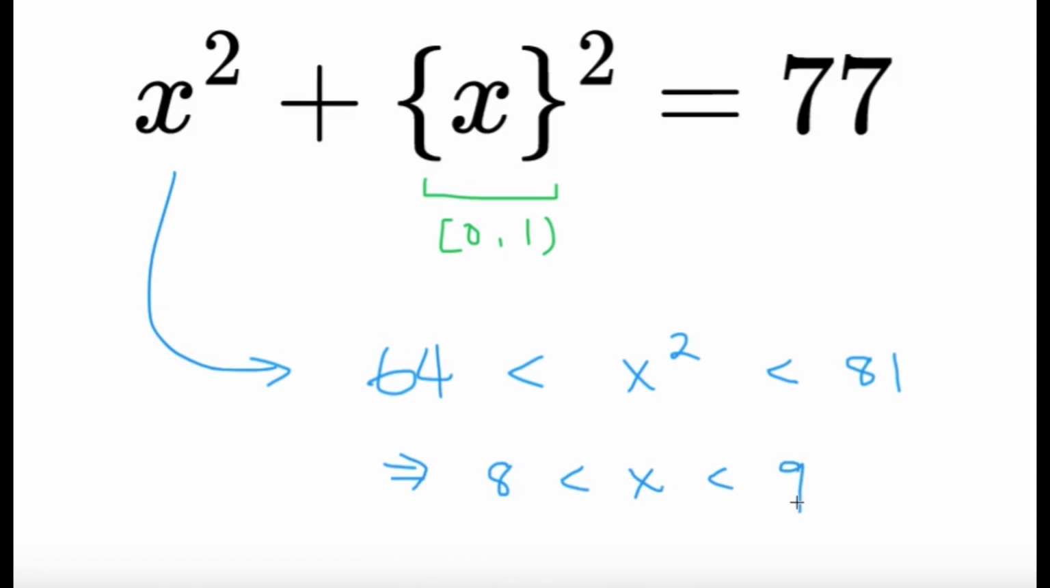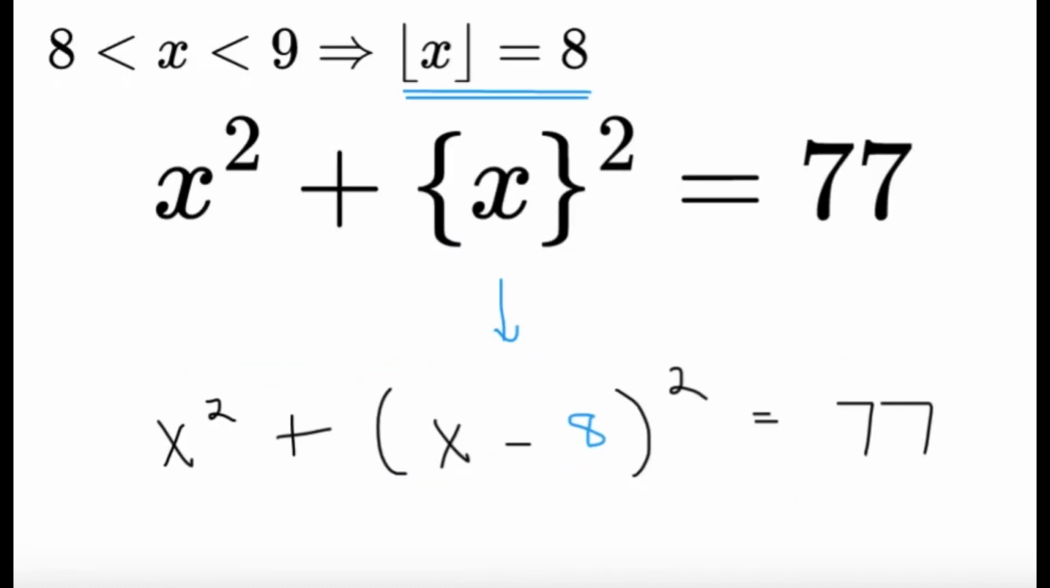Now this has very nice applications, because now that we know x is between 8 and 9, we know that the floor of x, or the greatest integer less than or equal to x, is equal to 8. And the fractional part of x is defined as x minus the floor of x. So here I have x minus 8 as a substitute for the fractional part of x. So x squared plus (x minus 8) quantity squared equals 77.